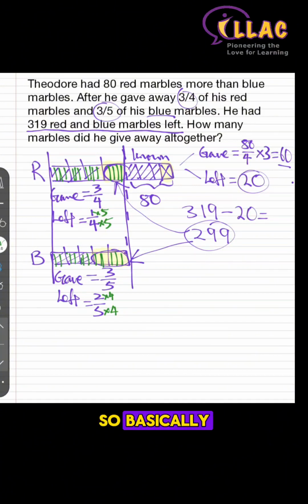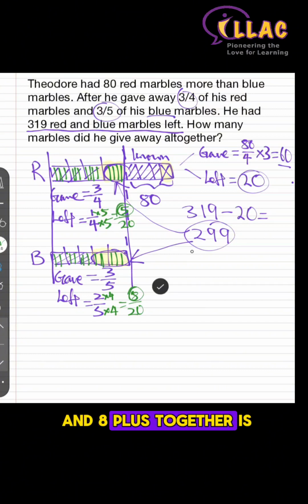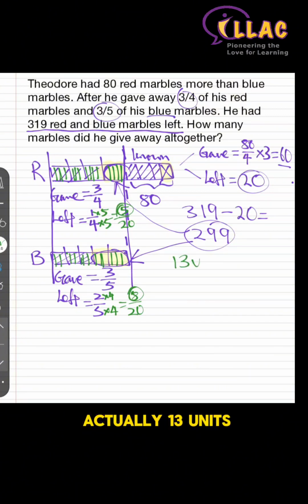So basically what you need to understand is that this becomes 5/20 that is left, and this is actually 8/20 that is left. The total for 5 and 8 put together is actually 13 units. 5 units plus 8 units is 13 units, and this 13 units is the 299. If 13 units is 299, what is 1 unit? So that will be 299 divided by 13. And that will fetch you 23.